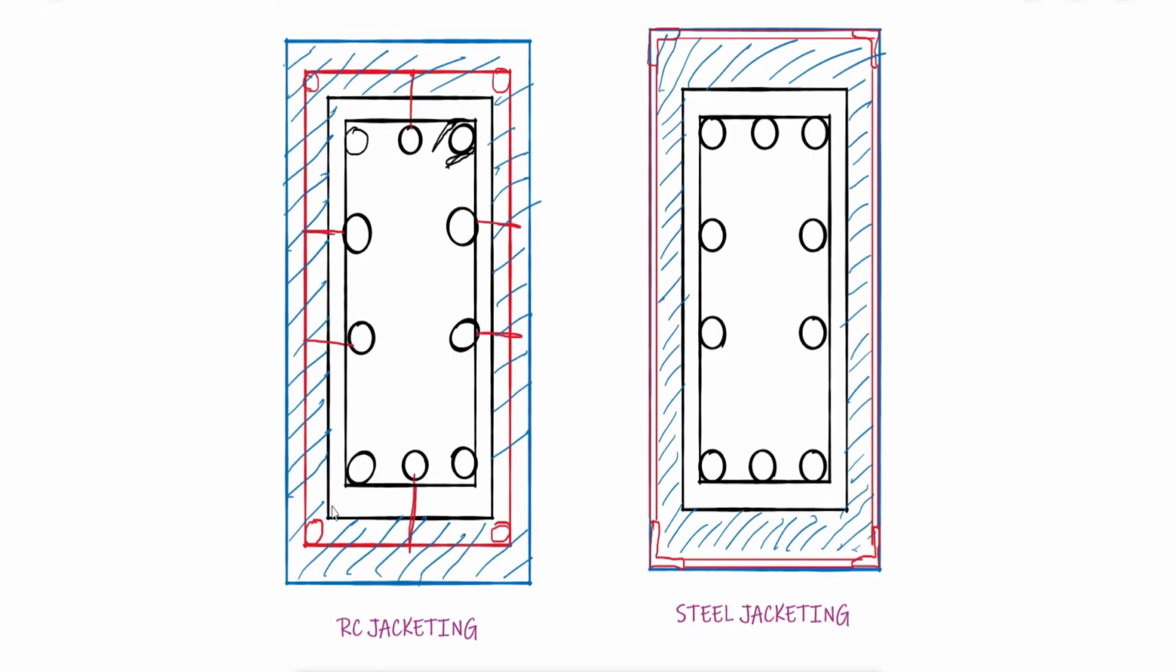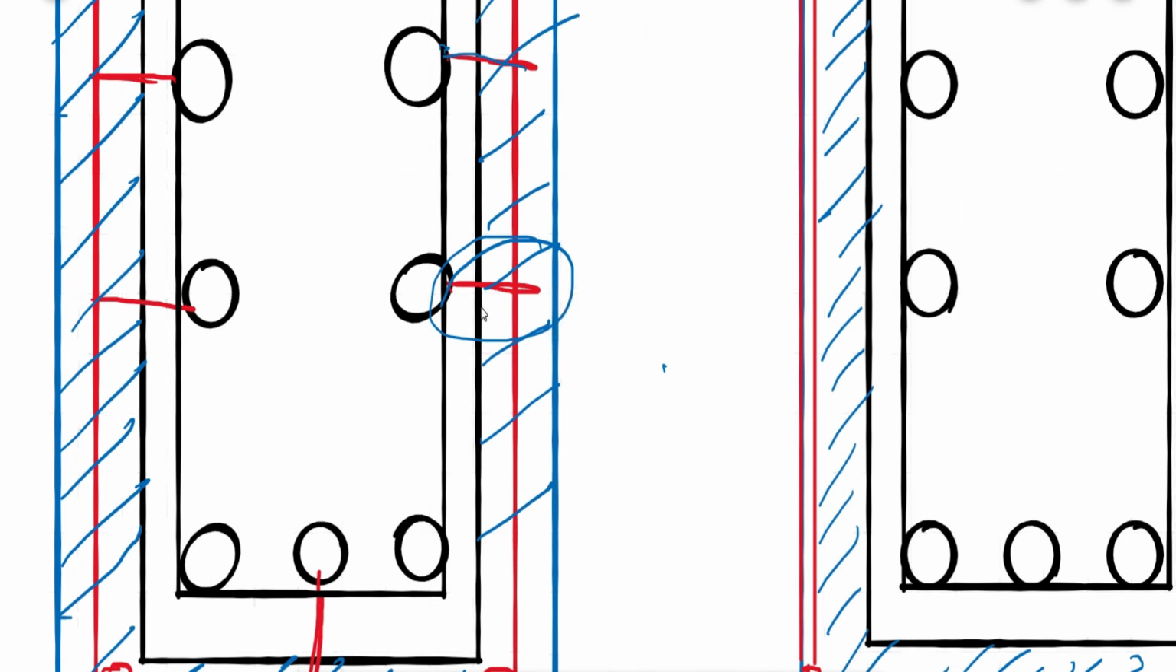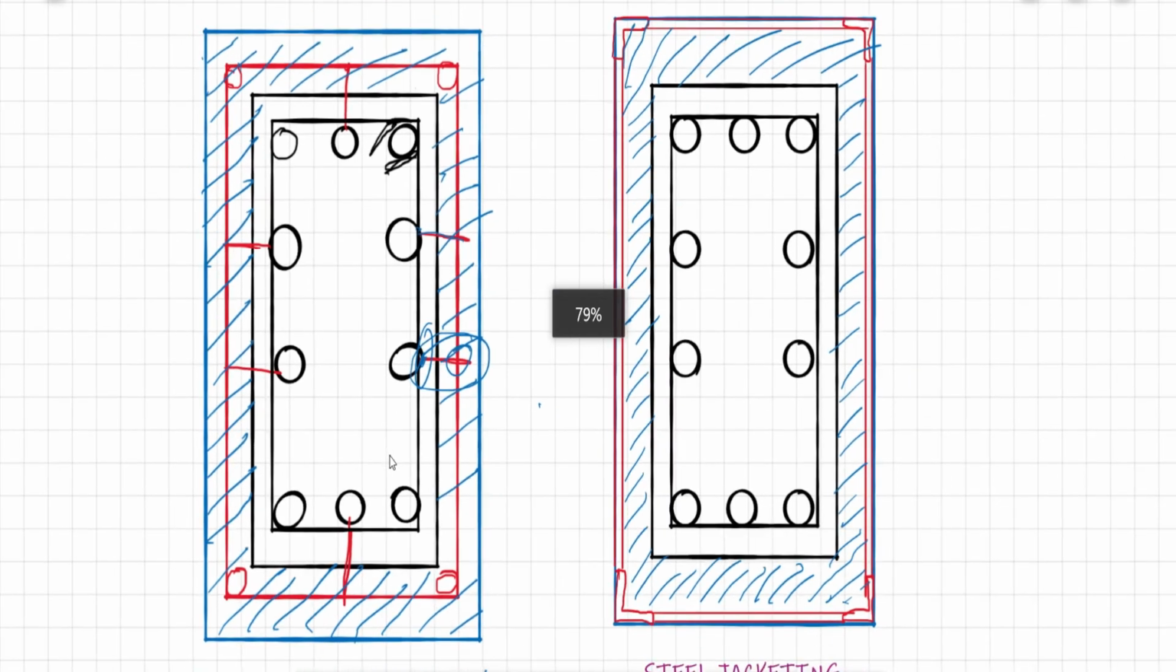So here comes RC jacketing, friends. This black color is the existing column, and now you want to strengthen it. In such a case, you have to provide some rebars, which are red in color, and I am going to intrude some dowel bars like this into the column. Later I will weld this up, and weld this stirrup. So I am having direct contact with the existing reinforcement.